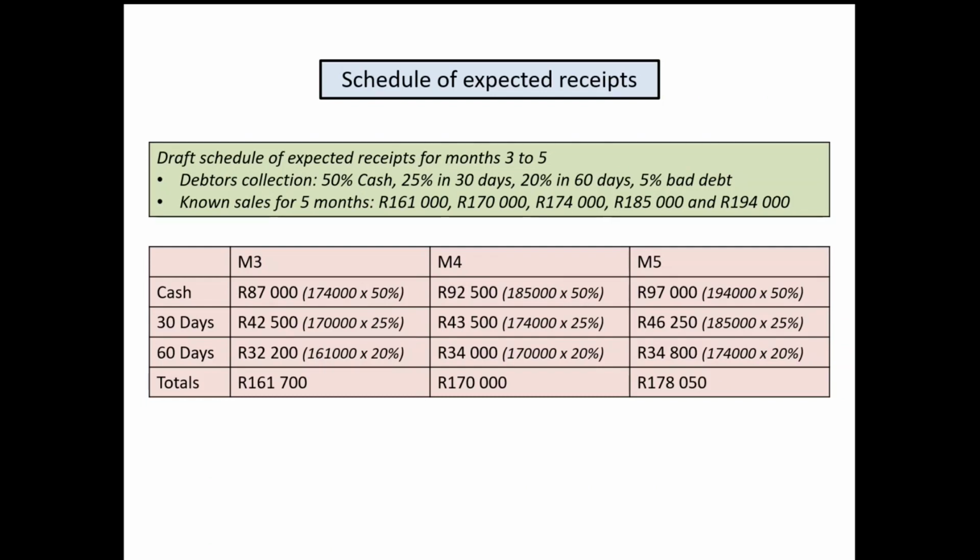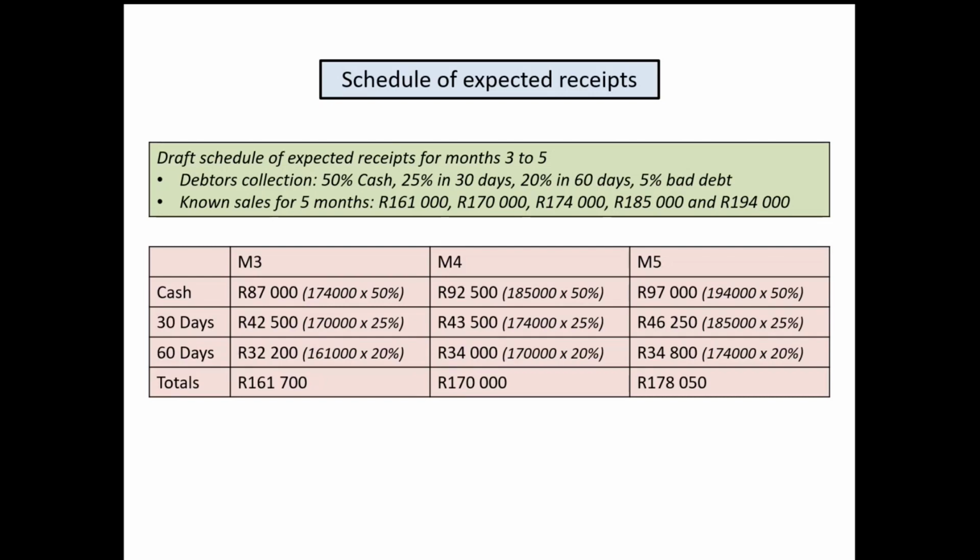25% of your debtors will pay you in 30 days. 20% will pay you in 60 days. Those are your good customers for which you give good terms. And the truth is that 5% of your debtors will never pay you. Bad news. You just get used to the fact that you're going to write that off as bad debt.